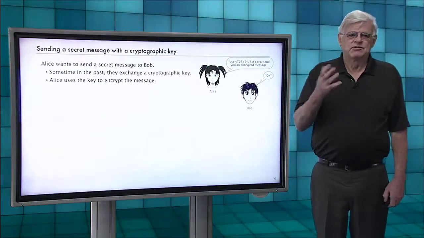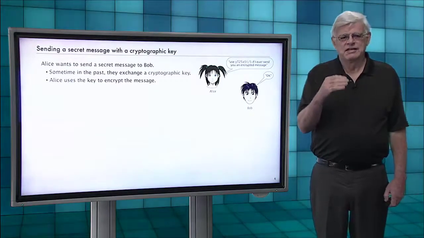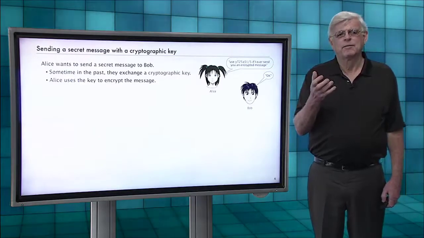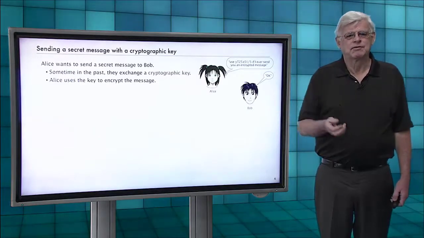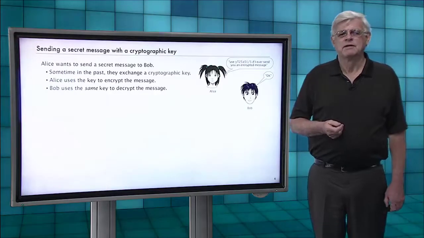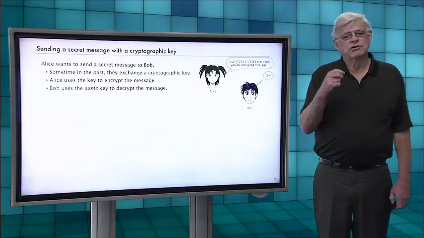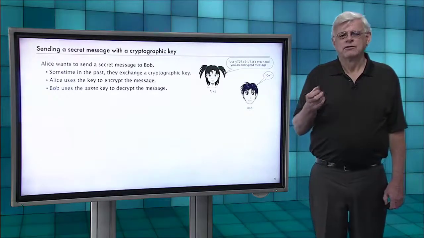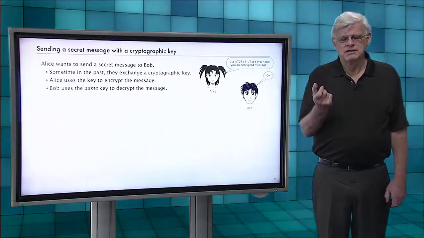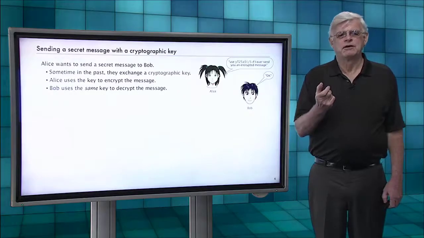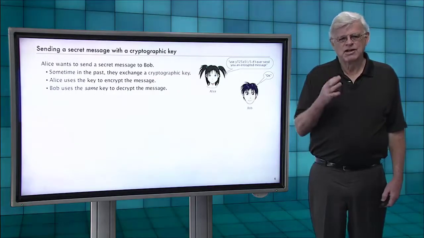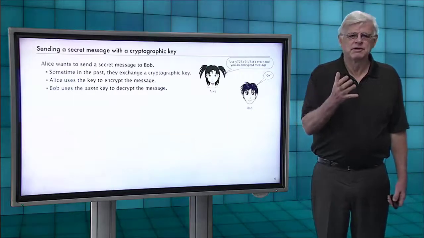So then when it's time to send a message, Alice uses the key to encrypt the message, to put it in a form that a third party seeing the encrypted version couldn't understand it. And Bob then is going to use the same key to decrypt the message. So the fact that both of them know the key means that those are the only people that know what's in that message. So what we want to first establish is the idea that we can build a system that does this.